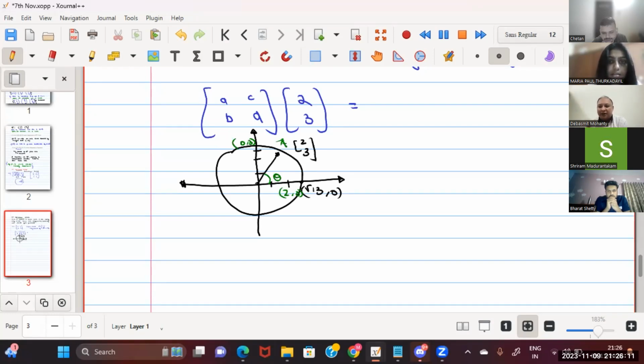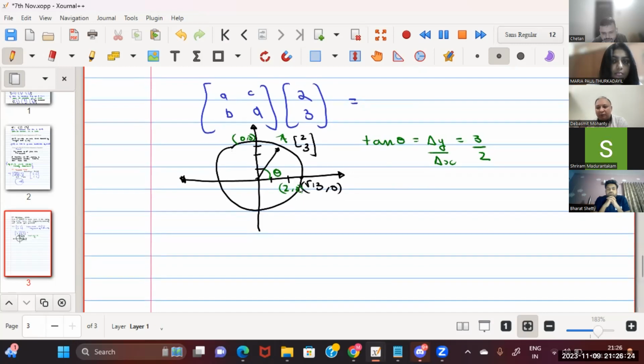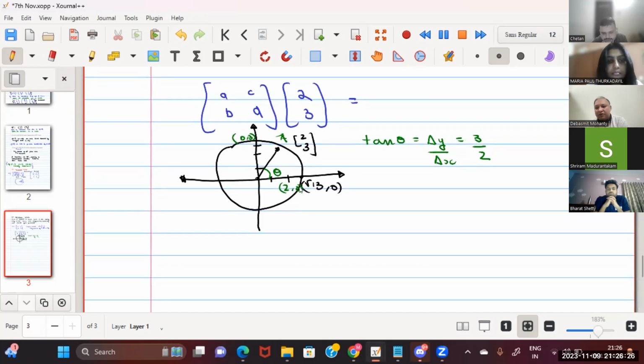Height divided by base, whatever that angle is. But we don't know. We are taking a very general thing. Theta could be anything. This (2, 3) we are taking as an example. If you take any vector, there can be an infinite number of vectors here. We're just picking (2, 3) as an example. But if you take a generic expression, any vector at an angle theta, let's say that is the starting point. Now we're going to rotate that vector.